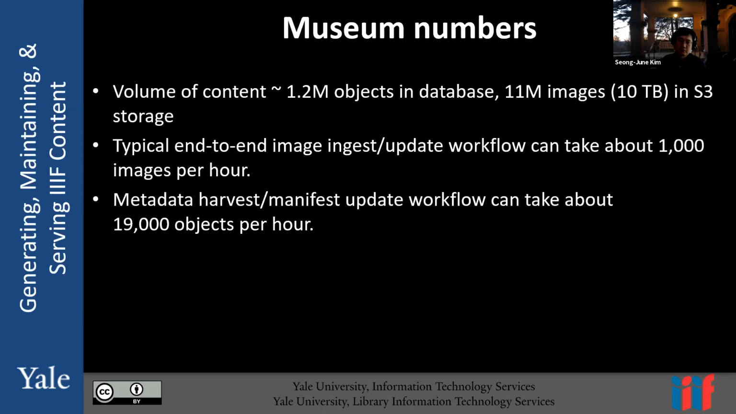Just for simple numbers, for what it's worth. Volume of content: we have 1.2 million objects in the database for museums, and 11 million images, but that includes all the derivatives. The proper content images would be about 1.4 million, and the images have about 10 terabytes in S3 storage. A typical end-to-end image ingest workflow can take about 1,000 images per hour. And the metadata harvest and manifest update workflow can take about 19,000 objects per hour.